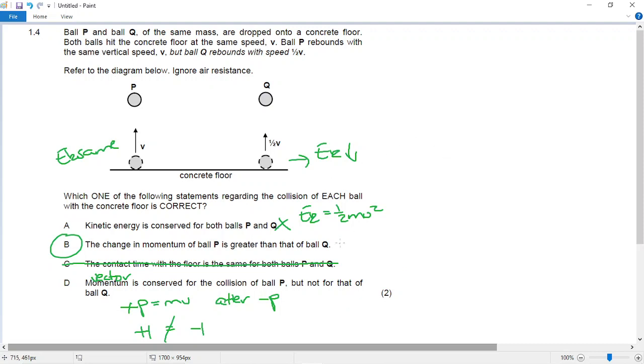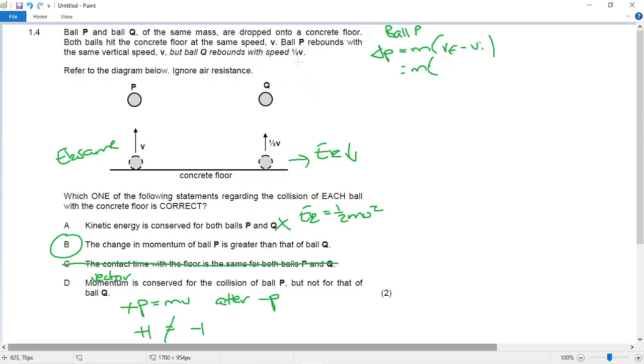However, if we look at B, it is the most correct, okay? Because what is the change in momentum? Delta P equals, the mass is the same, Vf minus Vi. So if we look at ball P, the mass is going to stay the same. We have to consider vectors here. So what are we saying? Are we saying up is positive or down is positive? Let's say down is positive.